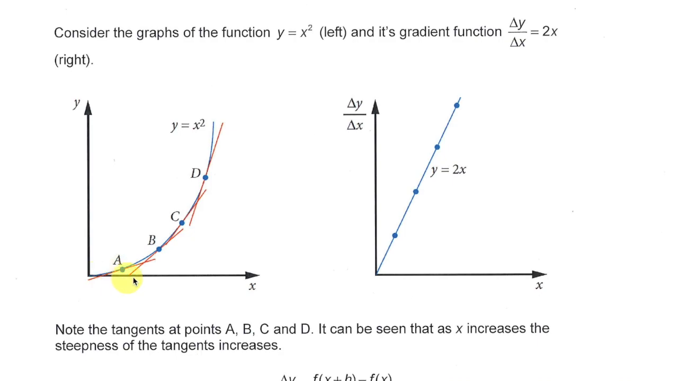You can see that as x increases, the steepness of that blue curve is increasing. And therefore, the instantaneous rate of change is also increasing. And that's shown even more so by drawing on the tangent lines here. You can see that they're clearly getting steeper, those tangent lines.